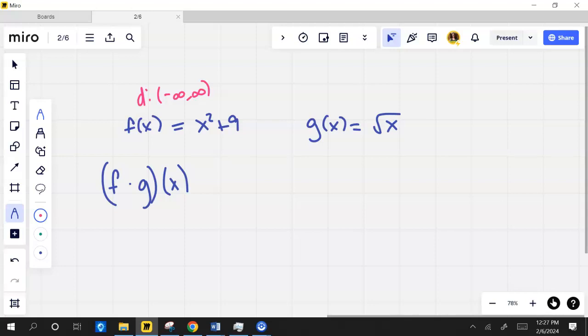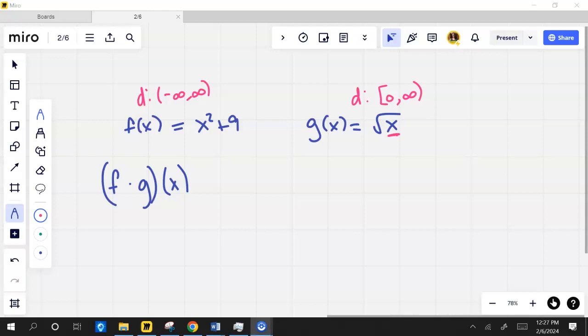How about the second one? How about G? What's the domain of G? No. 0 to infinity. Why? What's under the radical has to be greater than or equal to 0. Is everybody okay? All right. Now, that's the only restriction on that one, yes.